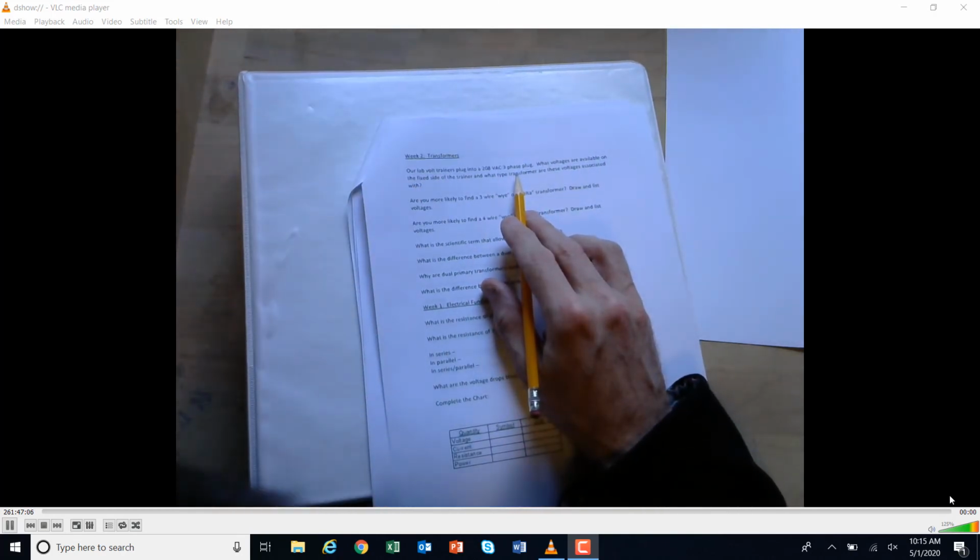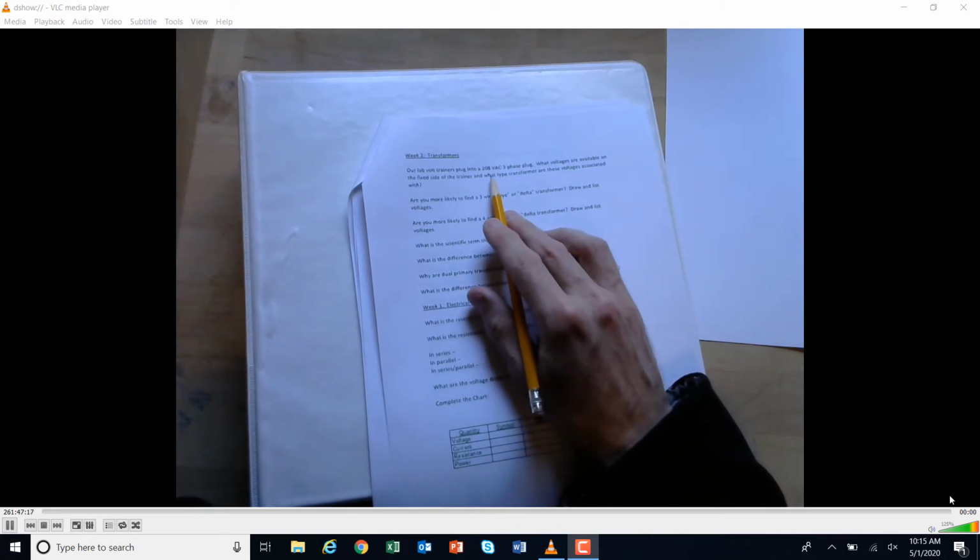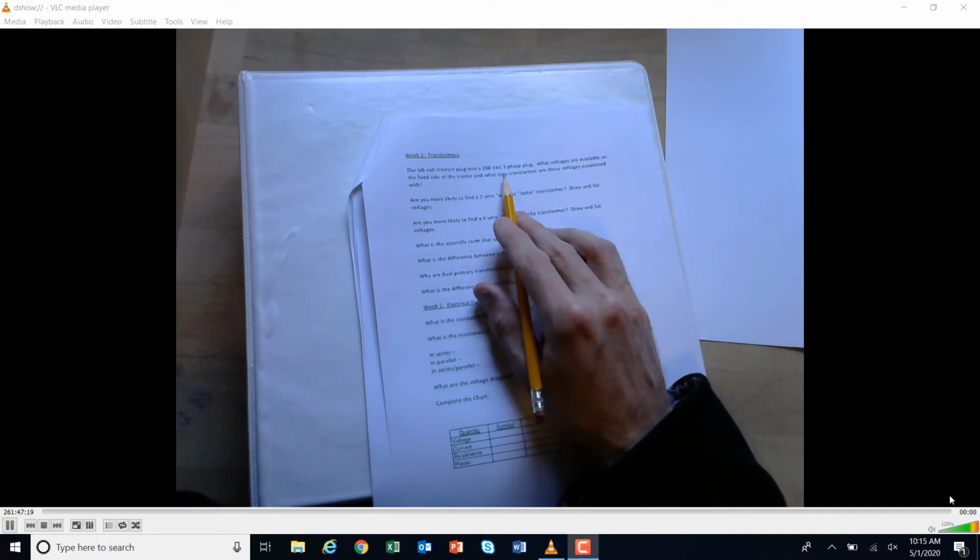Transformers. So our Lab-Volt trainers plug into 208 three-phase. What voltages are available on the fixed side of the trainer? So we got 120, because line 1, line 2, line 3 to neutral is 120. And then we've got 208. And what type of transformer?